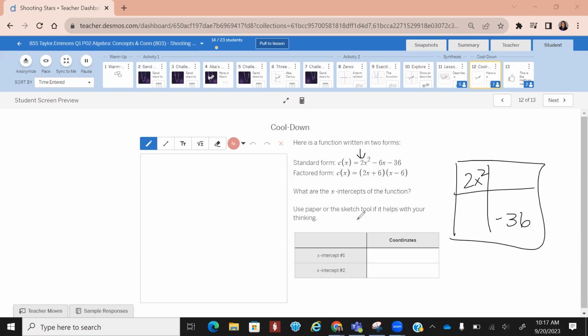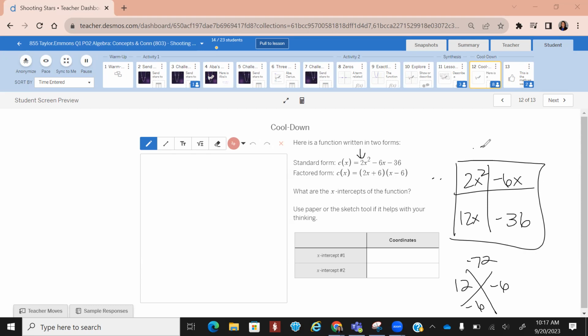Since this a is bigger than 1, what you're going to do is multiply a times c. So it's going to give me -72. Added together, we're going to get -6. So what two numbers can I multiply together to get me -72, but add together to get me -6? Sorry. 12 and -6. Okay, let's try it. 12 and -6. So that'll give me 12x here and -6x here.